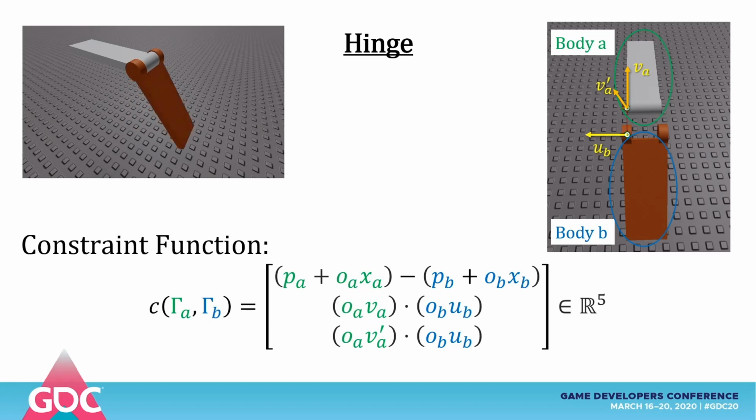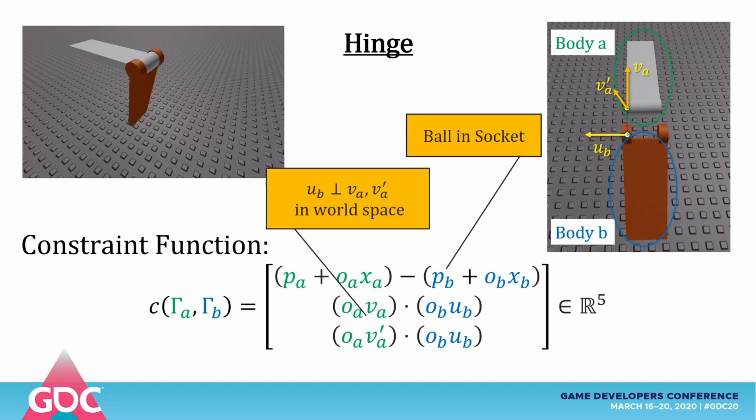And this is how you model a hinge. It's a ball in a socket, together with an orthogonality relationship between a vector on one body and a plane on the other body. The degree of this constraint is 5.